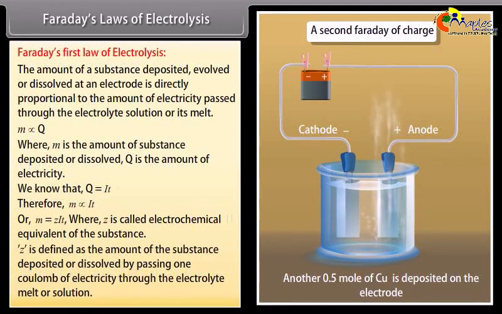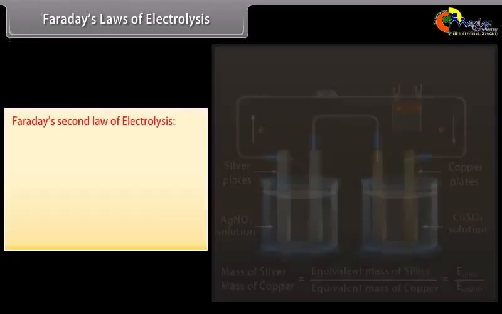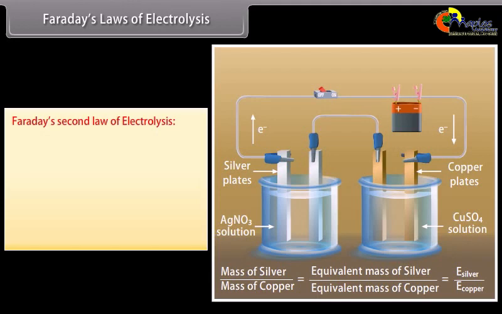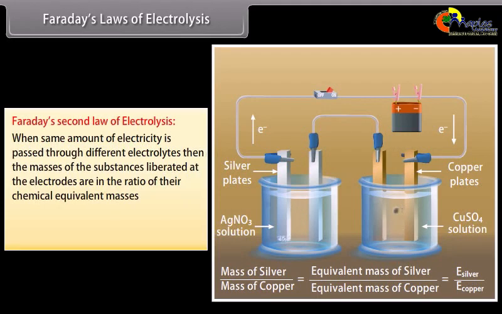Z is defined as the amount of the substance deposited or dissolved by passing 1 coulomb of electricity through the electrolyte melt or solution. Faraday's second law of electrolysis. When the same amount of electricity is passed through different electrolytes, then the masses of the substance liberated at the electrodes are in the ratio of their chemical equivalent masses.